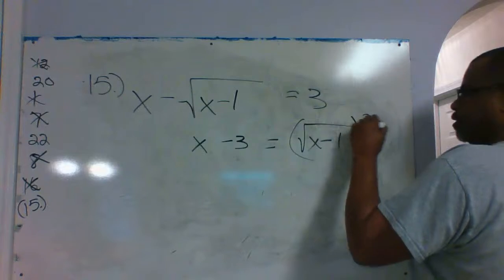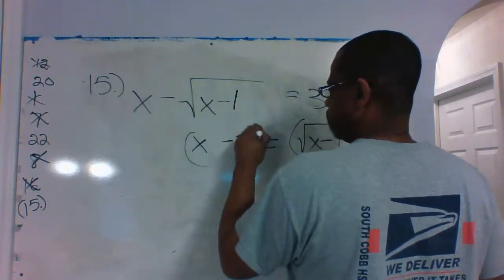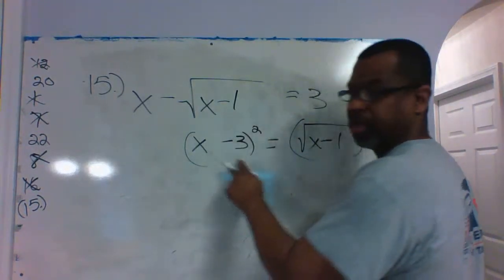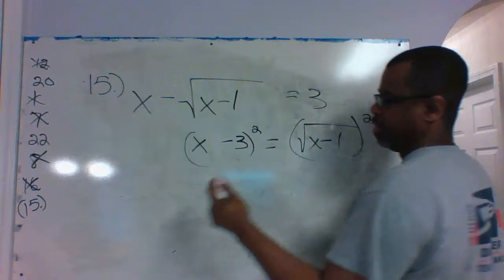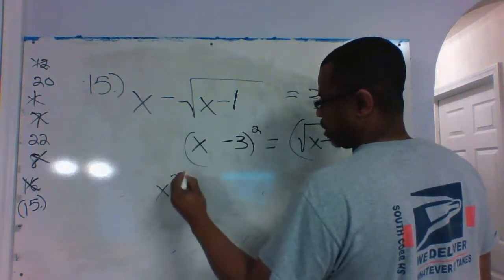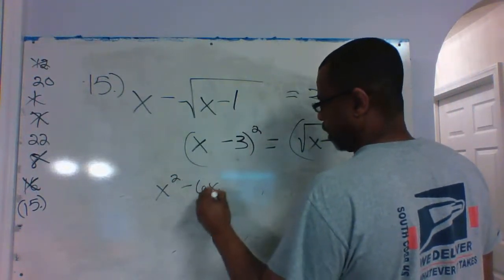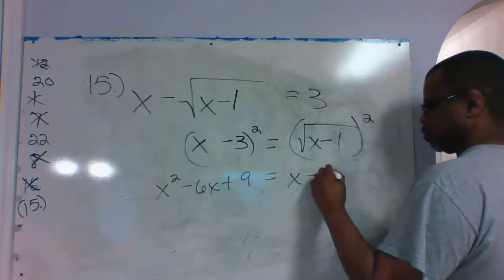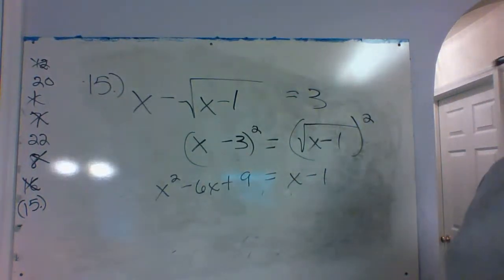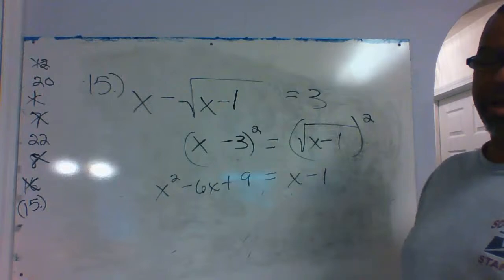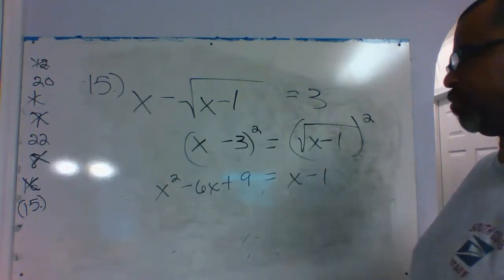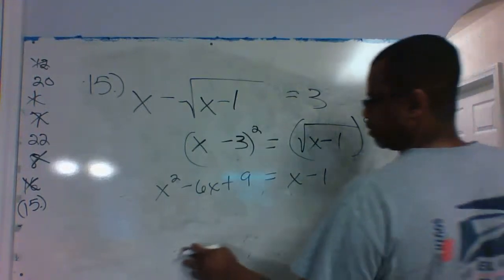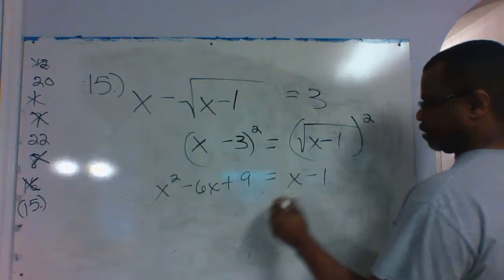So we're going to square both sides. And we should know from our previous math that this is simply going to be x squared minus 6x plus 9. And then this will be x minus 1. You want to keep your highest power positive. We'll keep it on one side. So we're going to move this and move this.